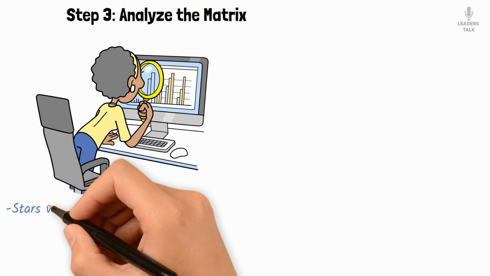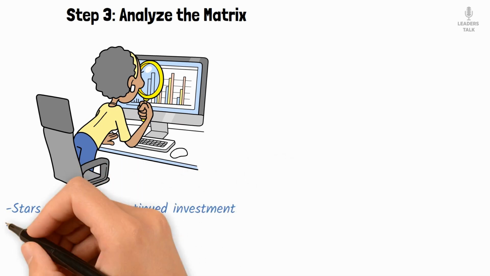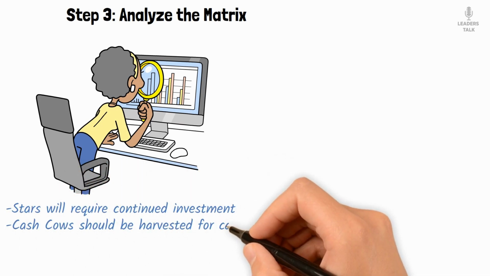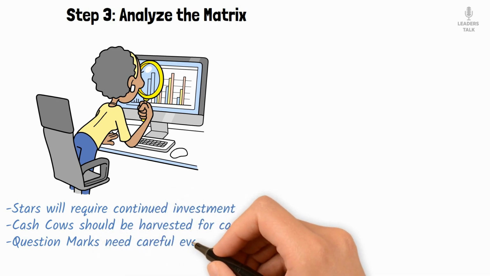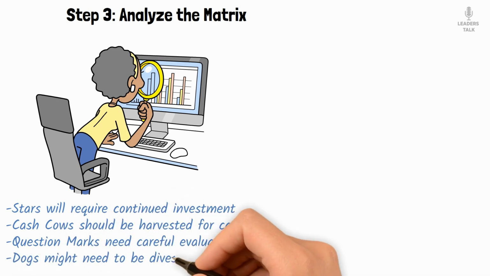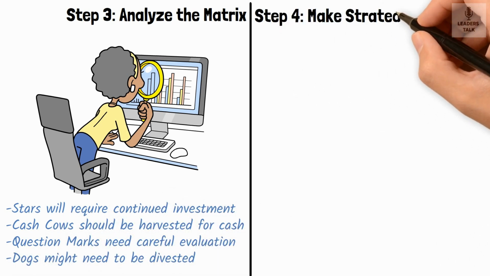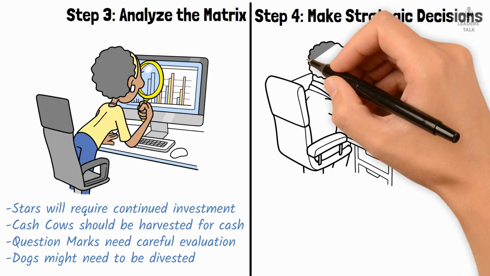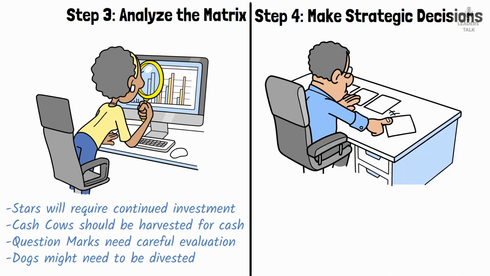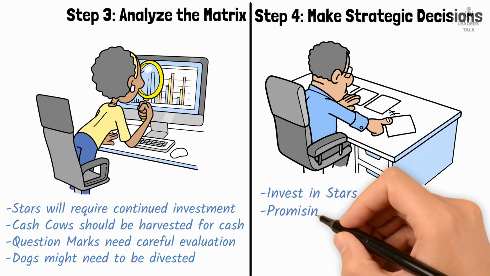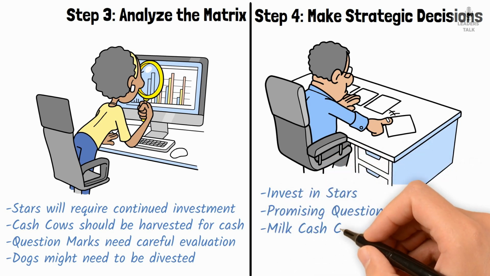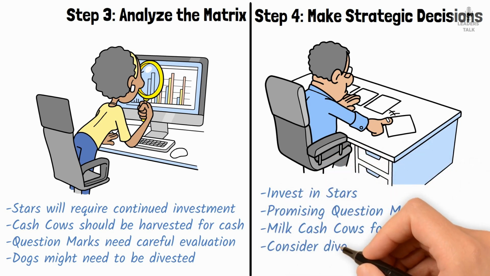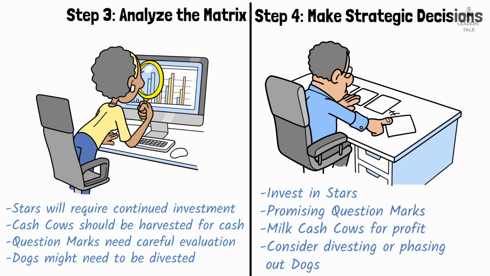Stars will require continued investment. Cash cows should be harvested for cash. Question marks need careful evaluation, and dogs might need to be divested. Step 4. Make strategic decisions. Based on your analysis, decide where to allocate resources. Invest in stars and promising question marks. Milk cash cows for profit and consider divesting or phasing out dogs.